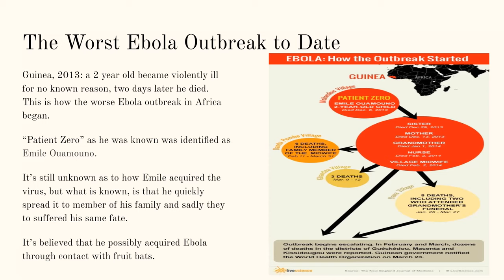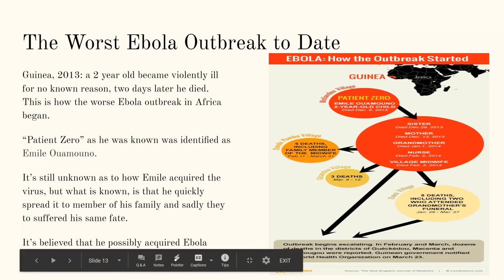All right, so six family members from Emile Amanu and the midwife would die. Three deaths in Gandu village, six deaths in the Pambu village, and then eight deaths in Adawa village. Eight deaths, including two who attended the grandmother's funeral. So the grandmother had a funeral. Two people who attended that also died. Okay, the outbreak began escalating in February and March, and then it would spread out.